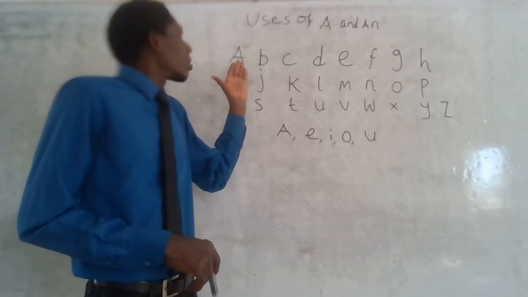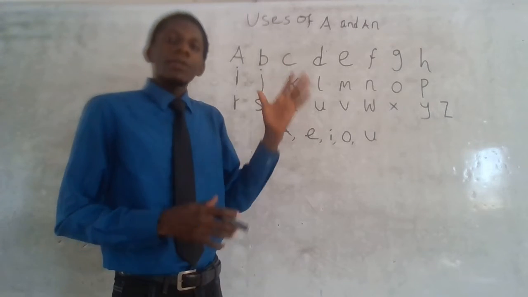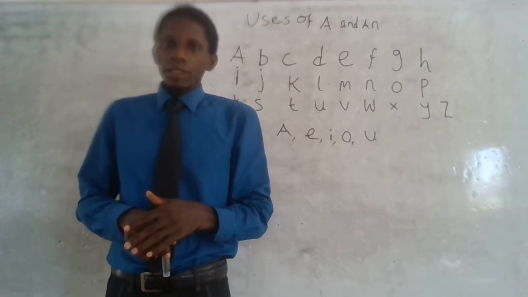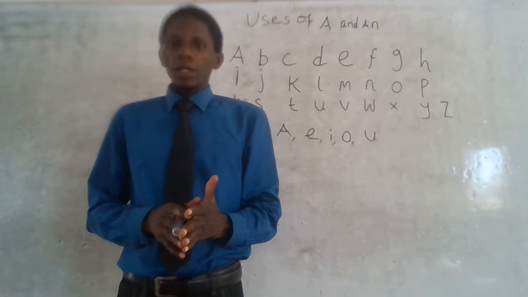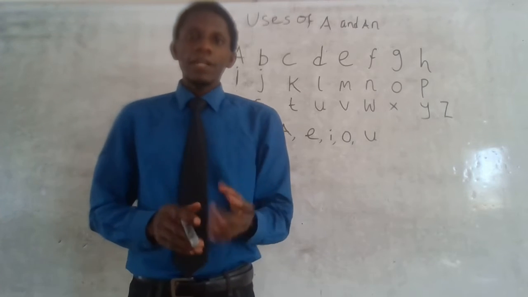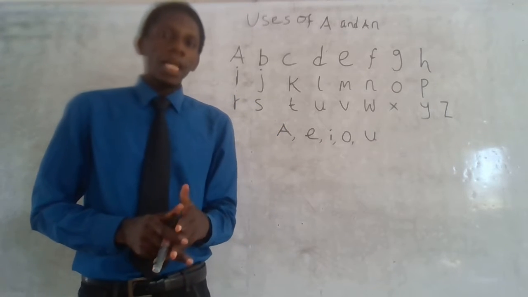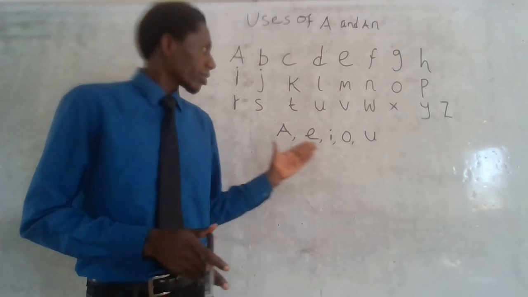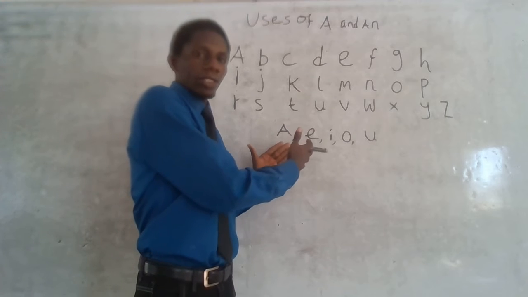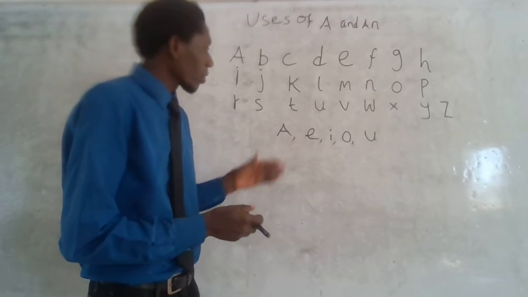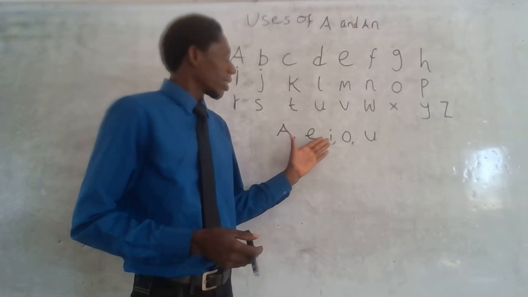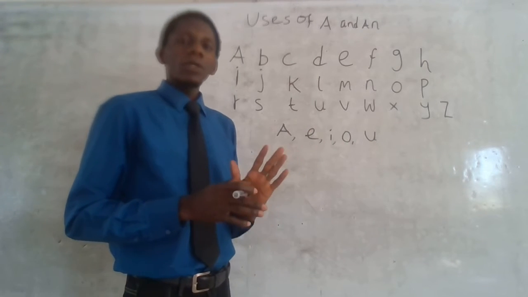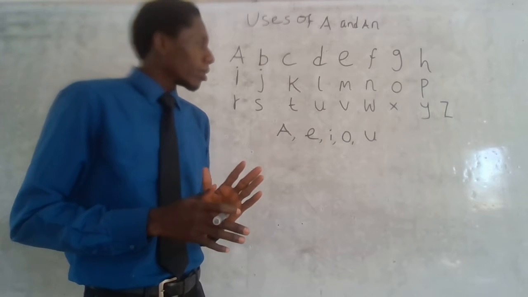Remember that we have 26 letters of the English alphabet. Five of those letters are vowels. I wrote them out here so you can see: A, E, I, O, U are all vowel sounds.